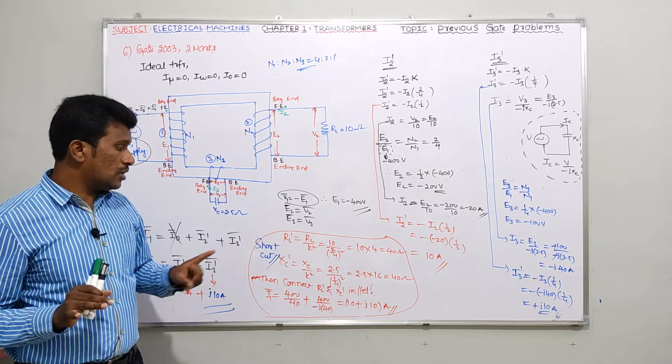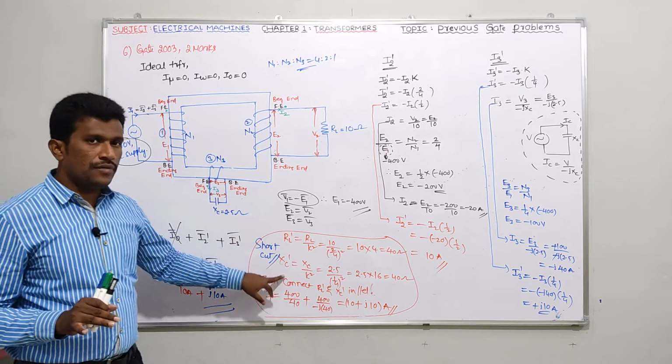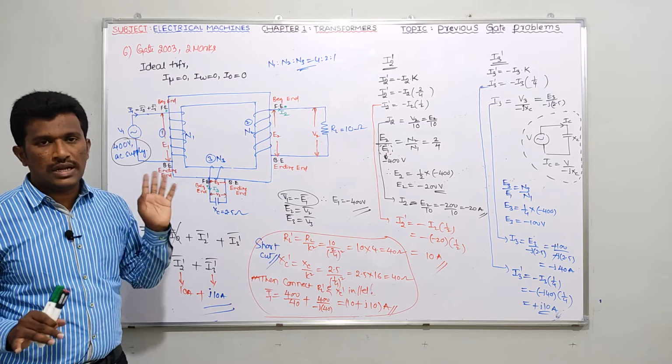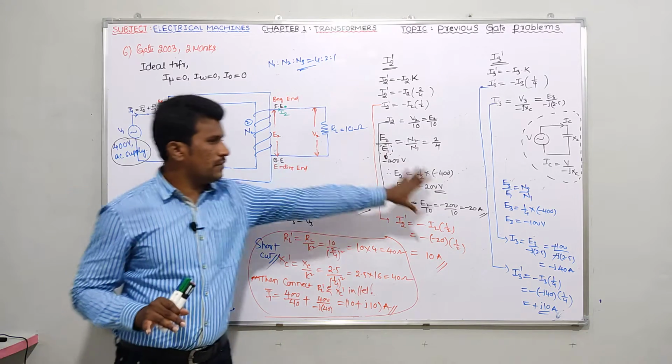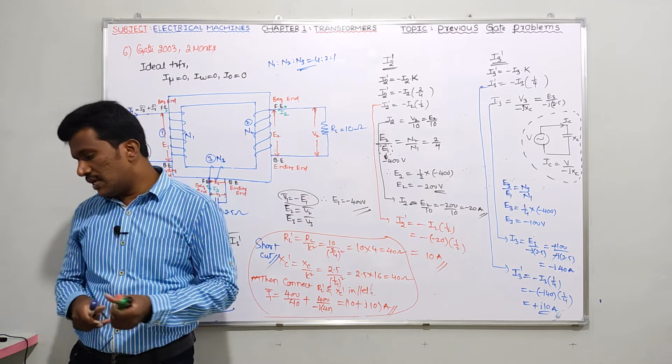Because don't forget to connect RL dash and XC dash in parallel after referring. Instead of connecting in parallel, if you keep them in series, that gives you the wrong answer. Please don't do that. So this is the conventional way, and this way I can say is the shortcut. So 10 plus j10 amperes.